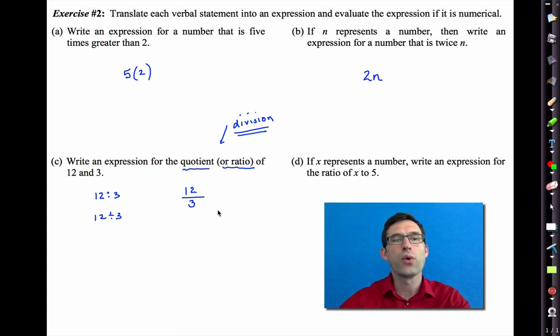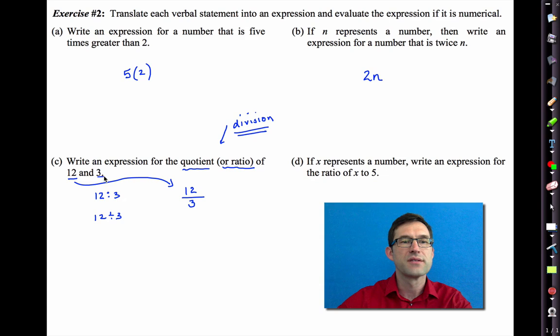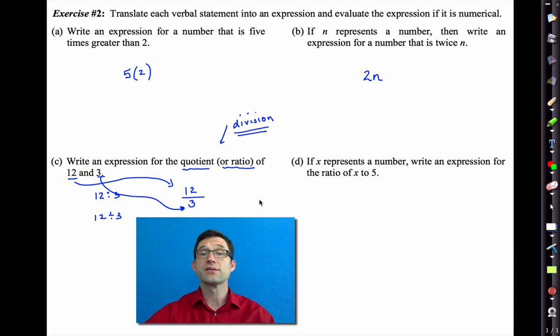So anytime you see quotient or ratio of blank and blank, the first one goes in the numerator, the second one goes in the denominator. That's just convention, it's just the way it is. So letter D, it says if x represents a number, write an expression for the ratio of x to 5. Well, simple enough. x divided by 5.